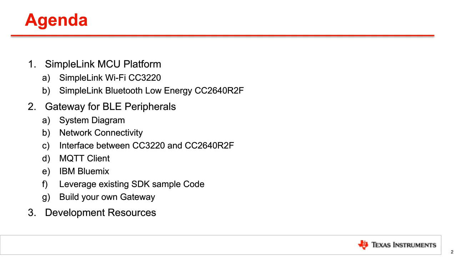We will then continue with the overall system design for the gateway of the BLE peripheral. It will start with an overview of the system diagram. Then we will show you how we're enabling network connectivity. And we will continue with the interface between the CC3220 and the CC2640. We will then provide an explanation of how we leverage the MQTT client to enable cloud connectivity, then continuing on to the setup of the IBM Bluemix.